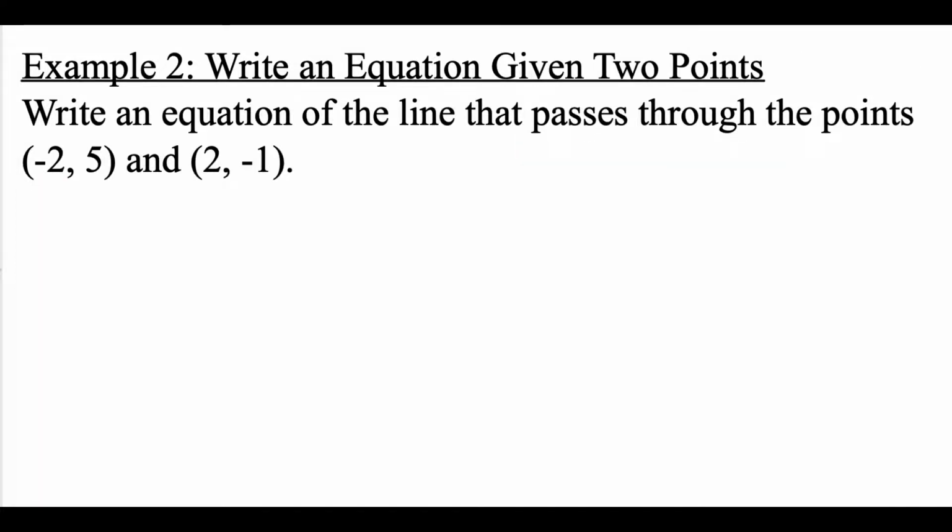Now in this example, we're going to look at writing out an equation given 2 points. So we want to write out an equation for the line that passes through the points (-2, 5) and (2, -1). And again, we want to write out our equation in slope-intercept form. So remember, that looks like y = mx + b.